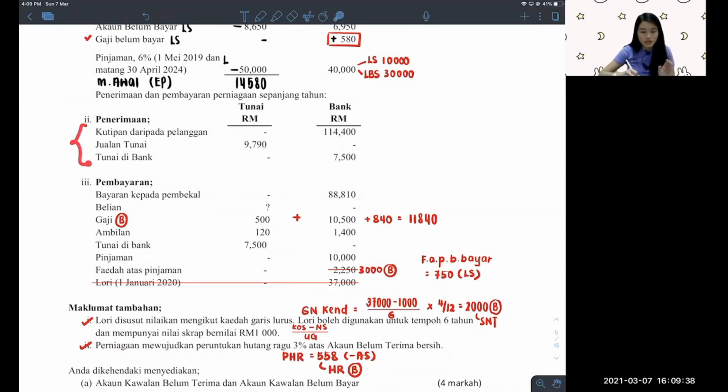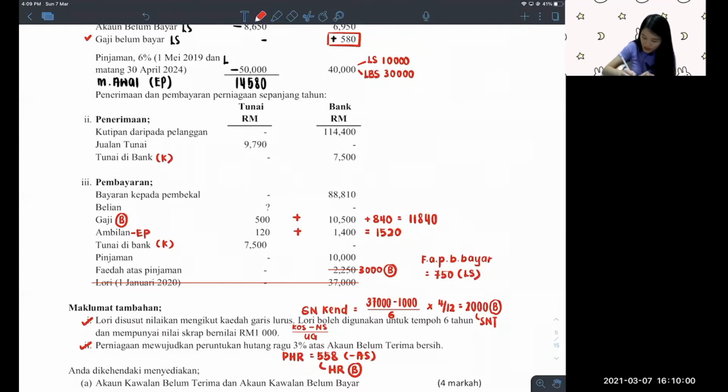No hasil in this question. But belanja, we have gaji. Ambilan is EP, yeah. So to make the process easier, negative EP, we go and combine them together first. 120 plus 1004 is equals to 1520. Okay, tunai bank is a contra, so you see up down also have.